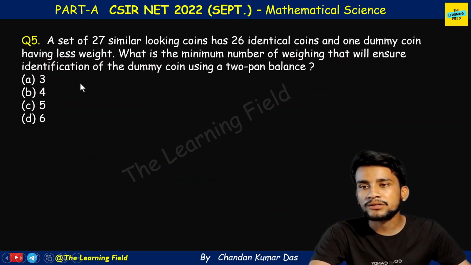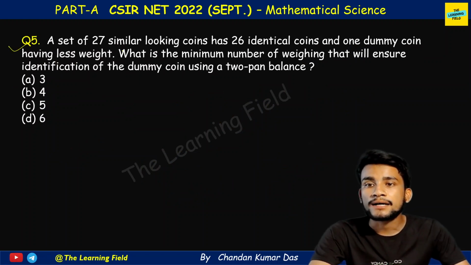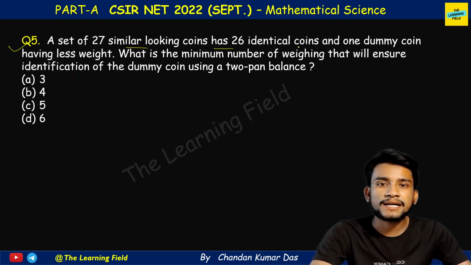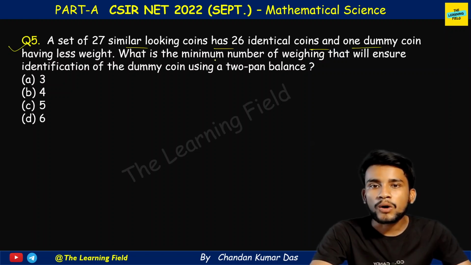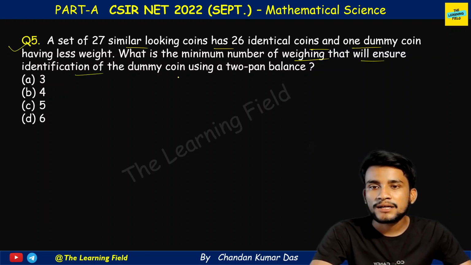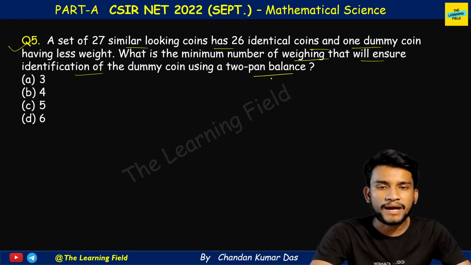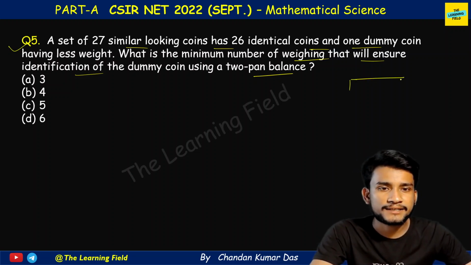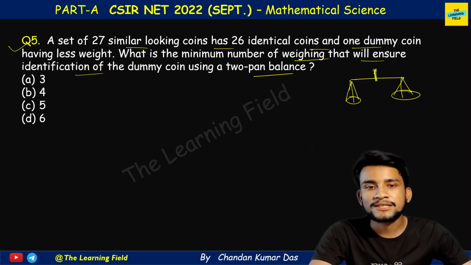Now going to the next question, question number 5. It says that a set of 27 similar looking coins has 26 identical coins and one dummy coin having less weight. What is the minimum number of weighings that will ensure identification of the dummy coin using a two-pan balance? So a two-pan balance is like this. I think you all can see the two-pan balance.